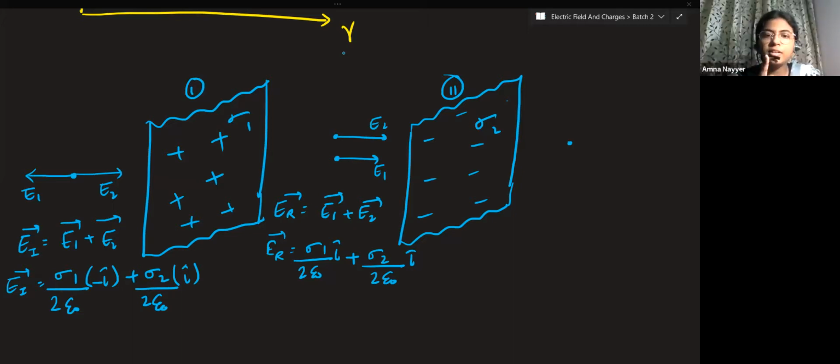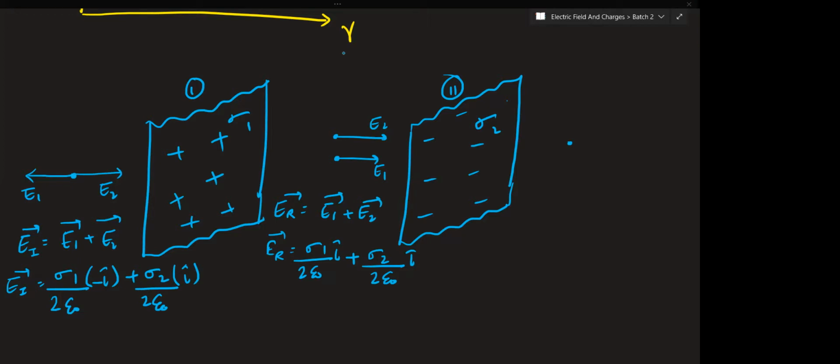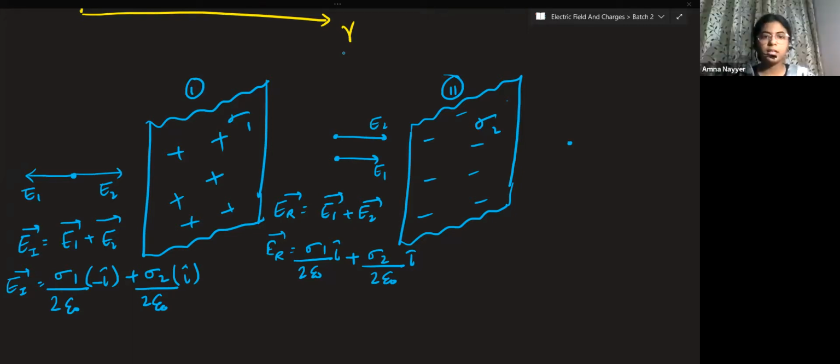Fatima, Fatima Munir, both are coming in minus i cap, means negative x-axis. Just check once again the answer you have submitted. Teacher, is it sigma 1 by 2 epsilon naught i cap plus sigma 2 by 2 epsilon naught minus i cap? Correct. Yes, perfect. Krishna, yours is also right. This will be the answer.